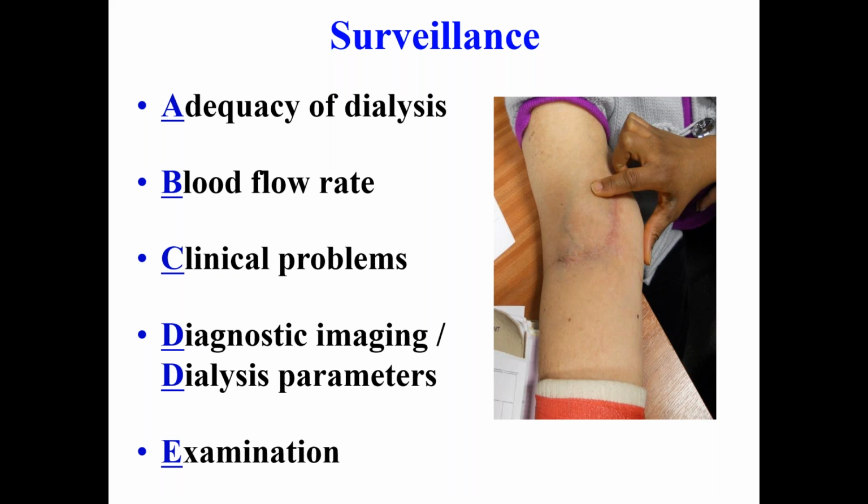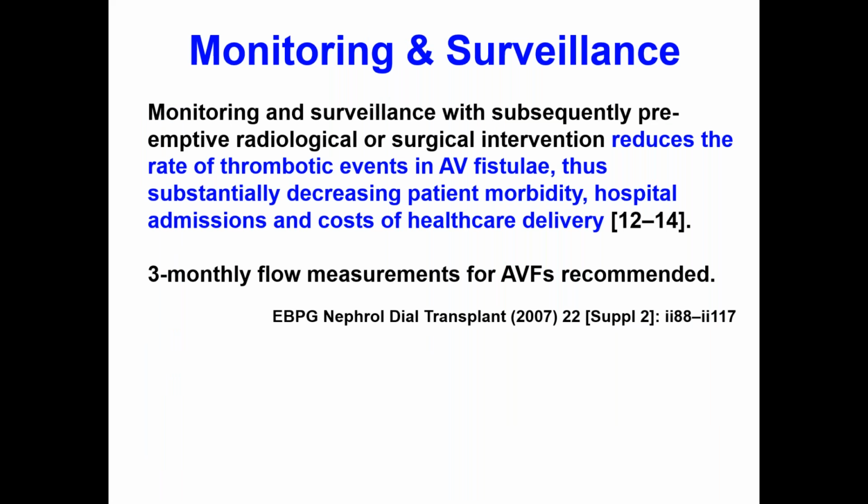So the surveillance required includes assessing the adequacy of dialysis, assessing the blood flow rate, looking at clinical problems such as post needle removal bleeding, looking at diagnostic imaging and the dialysis parameters, so the adequacy of dialysis, and a physical examination. So all of these different factors with an ultrasound assessment every 6 months. And this is the ERBP recommendation.